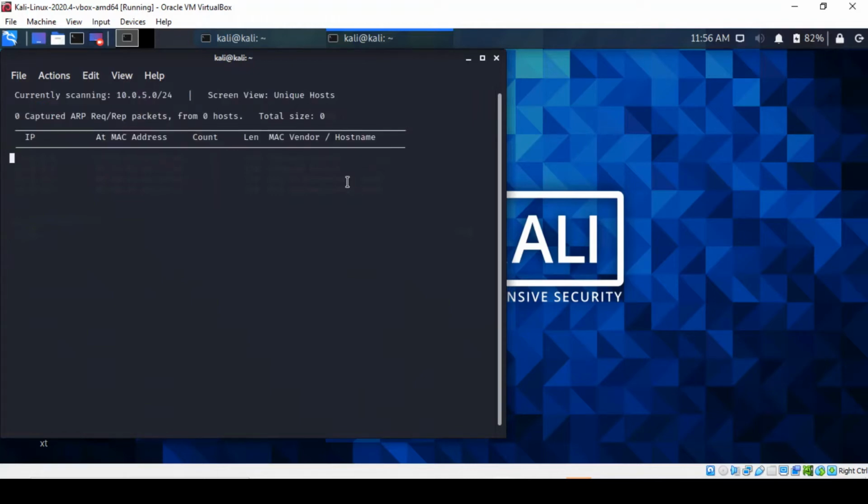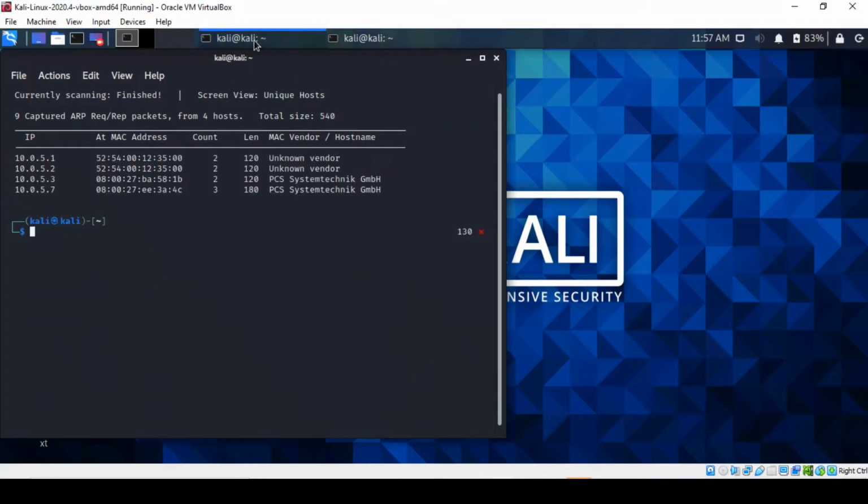This command will return all live hosts on a given IP range. In this particular case, our IP range is 10.0.5.0/24. This is akin to white box testing because we've got knowledge of the network we're targeting, as opposed to black or gray box testing. I ran this command earlier and here's the output.